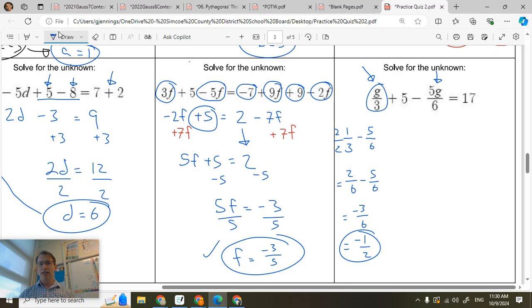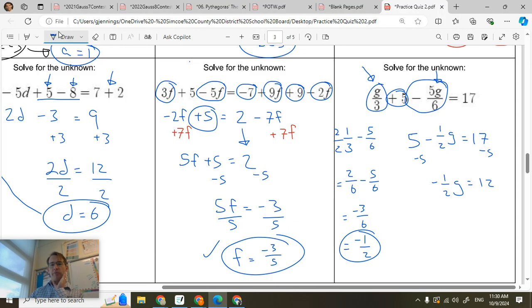So after I collect these like terms, I'm going to have 5 minus 1 on 2g equals 17. All right, let's subtract 5 from both sides. So we take away 5, we take away 5. We have -1/2 g equals 12.